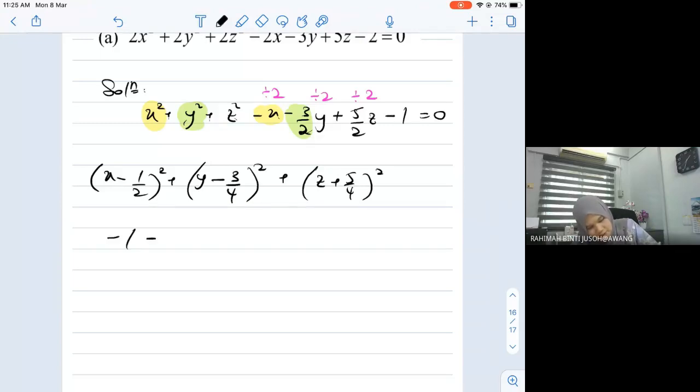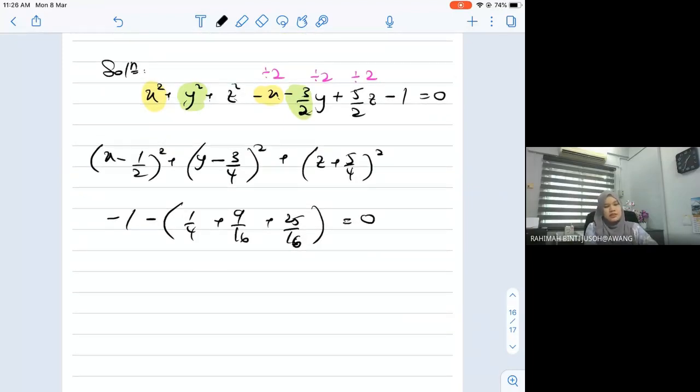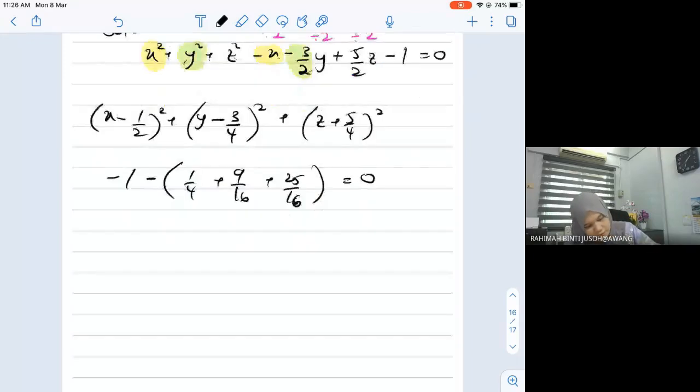Okay, minus, open bracket. So negative 1/2 squared becomes 1/4, plus 9/16 squared, plus 25/16. Equals to 0. Try calculating that: 1/4, 9/16, 25/16.